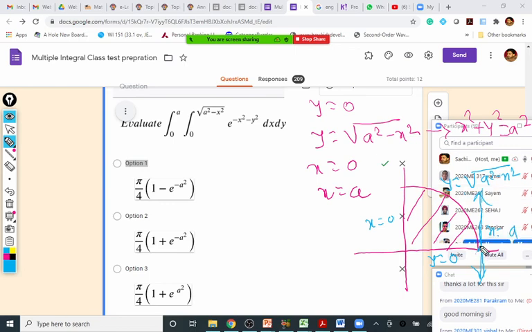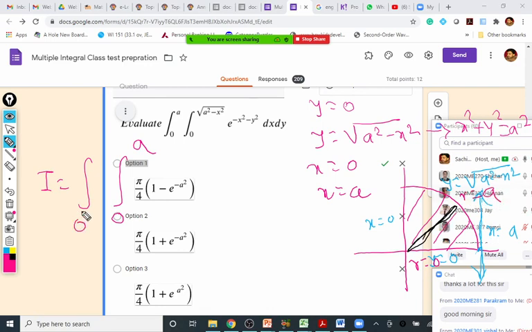But we are not doing it in Cartesian. It's better we do it in polar. So we take a strip along the radial direction. The limit of r becomes 0 to a, because r equal to 0 to r equal to a. And theta goes from 0 to pi by 2. The integral is e raised to minus r square, r dr d theta.